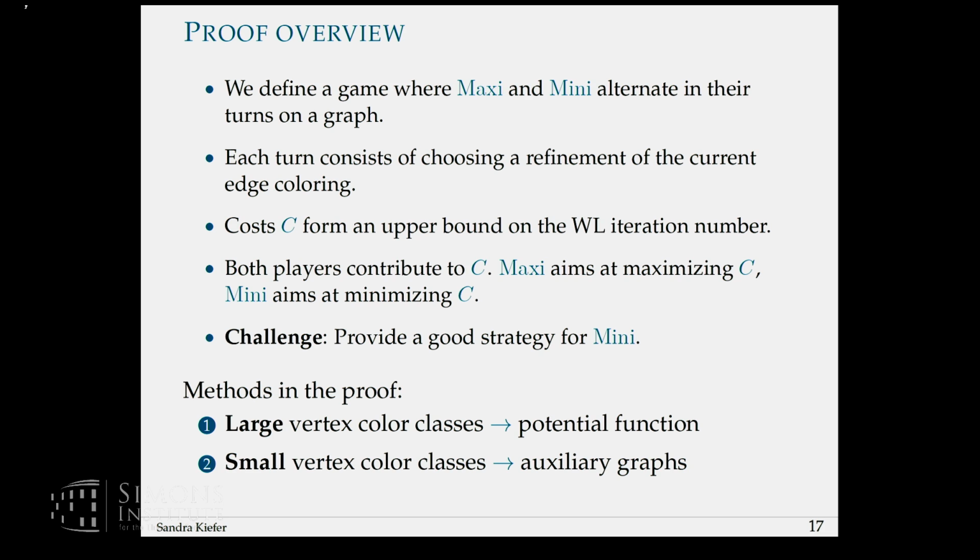And how we found it was we distinguished between large and small vertex color classes in the graph. For the large classes, we used a potential function, which I'm skipping here, so I'm only going to look at the small vertex color classes. The idea was we wanted to find a strategy for Mini. For this, we let her construct auxiliary graphs on which she makes some computations, and then she uses this result to know what moves she should make on the original graph, the graph that she's playing on.